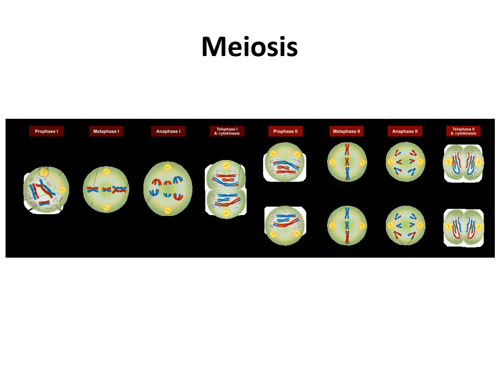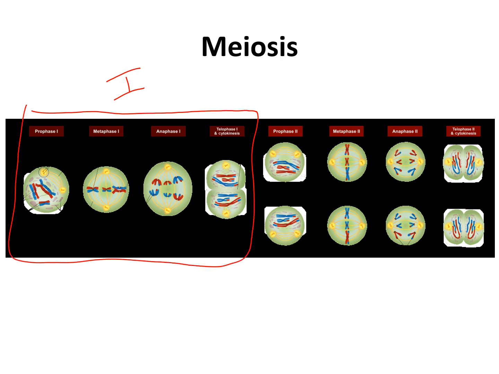Meiosis involves 2 rounds of cell division. And the first round of cell division is called meiosis 1, and that's going through prophase, metaphase, anaphase, and telophase. So we refer to those phases as prophase 1, metaphase 1, anaphase 1, and telophase 1. At the end of telophase, the cell goes through cytokinesis, and you end up with 2 daughter cells.